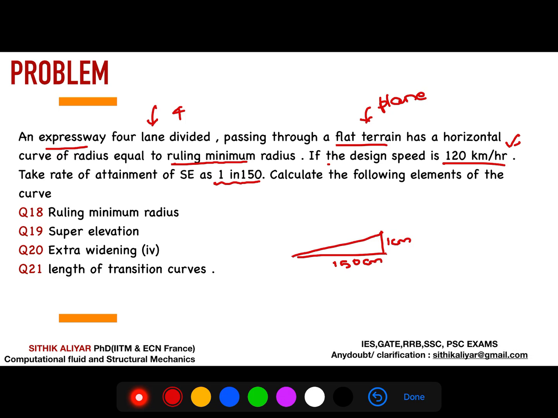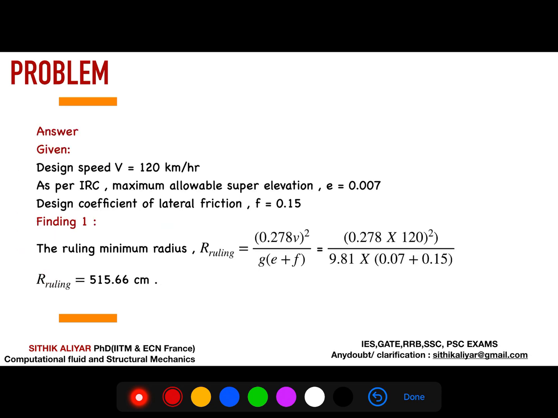Okay, so they are asking you to calculate the following elements of the curve. The first is the radius, then superelevation, then extra widening, then the length of the transition curve. Okay, so we'll go one by one. You see, first they have given V is 120 km per hour, and the maximum allowable superelevation we know is 7%, 0.07, and friction is 0.15.